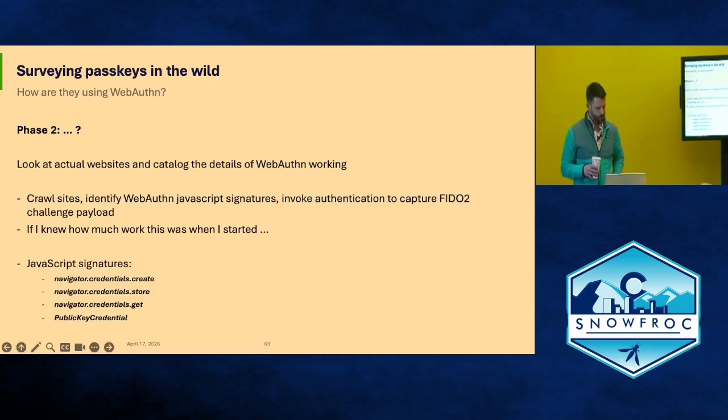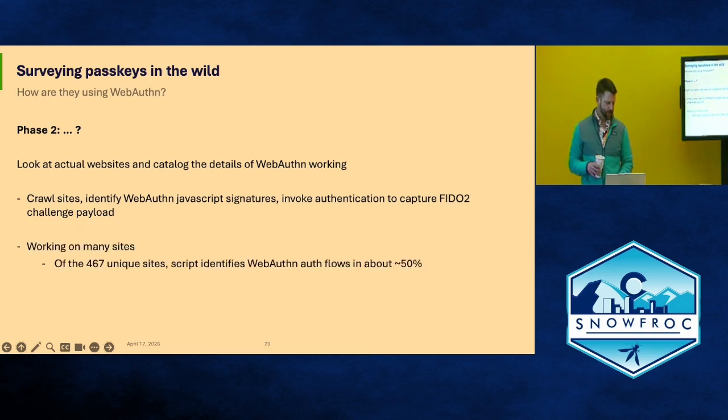So I did. And we're going to look for these JavaScript signatures to see if we can find WebAuthn endpoints. And so then this slide is the story of me ending up writing a bot that crawls the internet and does a bunch of stuff. And I could write a whole talk about just doing this, because this is a terrible idea. This actually turned out to be a bunch of work that I'm still kind of in the middle of.